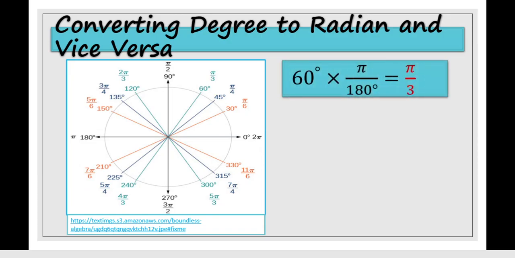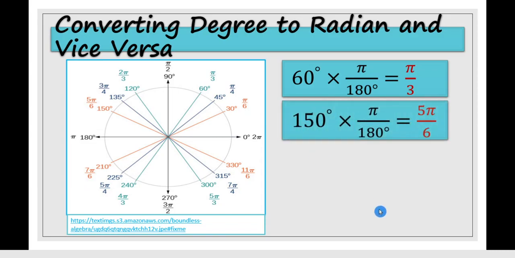So, let's take an example. Let's say 60 degrees. Let's convert that in radian measure. So, all we have to do is multiply it by pi over 180 degrees so that the degree would be cancelled out. So, 60 pi over 180 degrees, dividing both numerator and denominator by 60 degrees, that would be pi over 3. So, where is 60 degrees? This one. Its corresponding radian measure would be pi over 3.